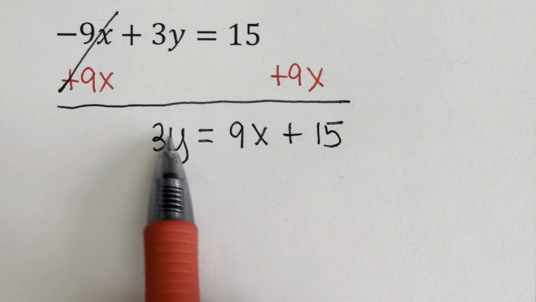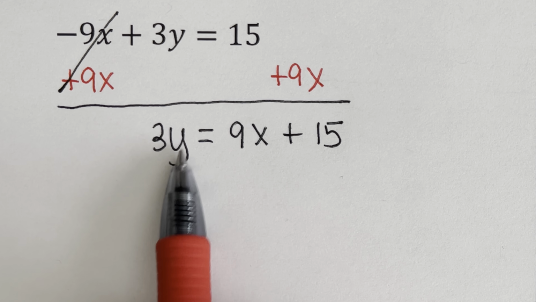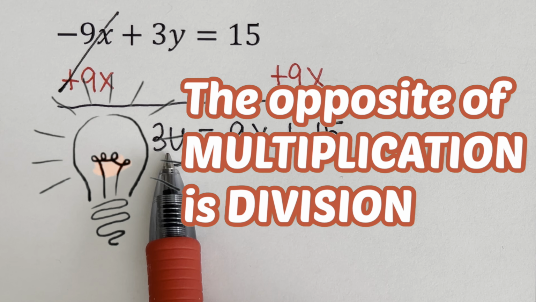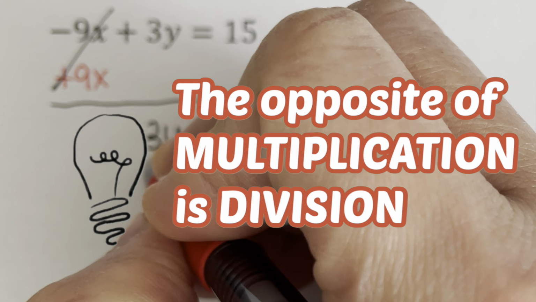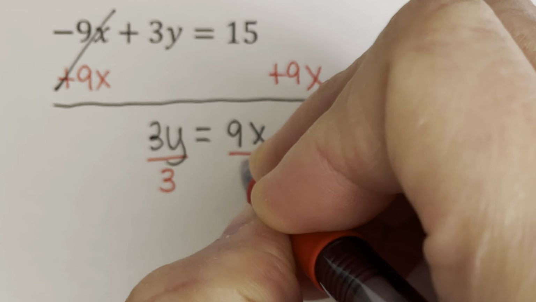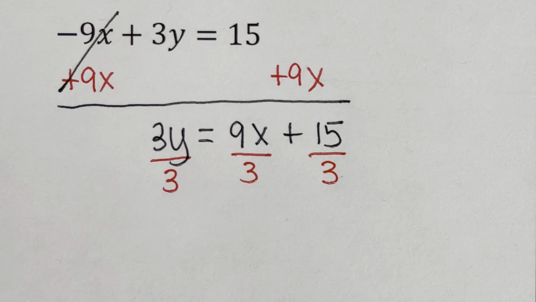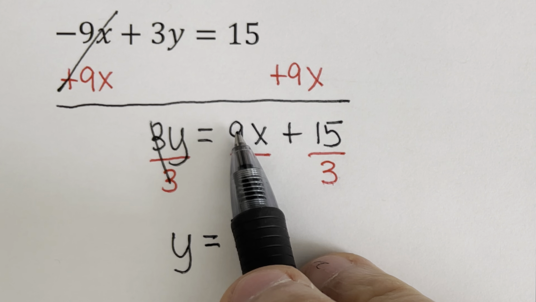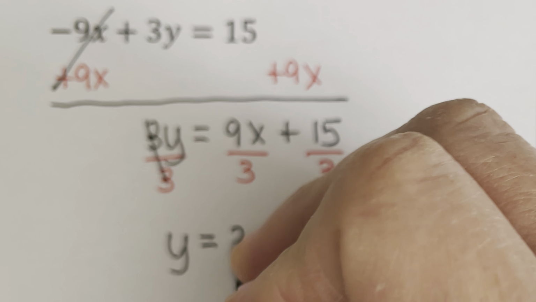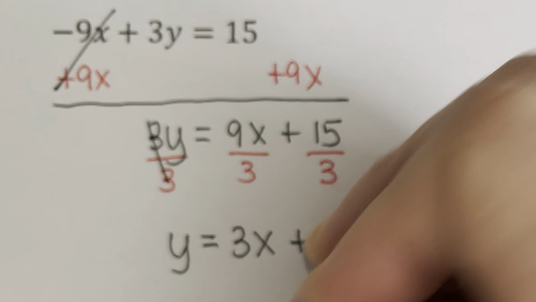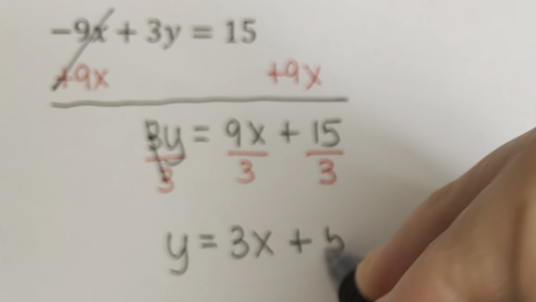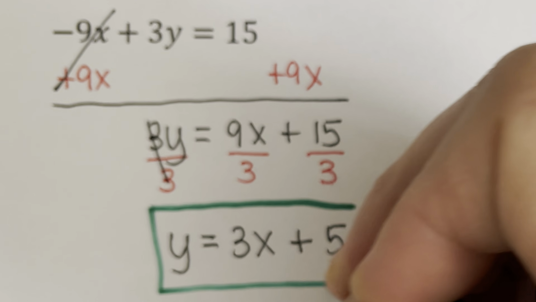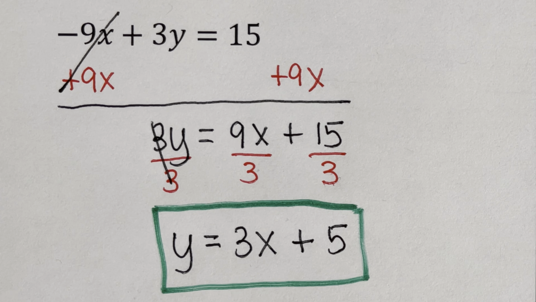We remember that we need to get rid of the 3 here, so we need to have y by itself on one side. Remember that the opposite of multiplication is division, so we divide both sides by 3. I divide this by 3 and I divide this by 3. Then we are left with just y on the left side. So 9 divided by 3 is 3, and we have the x, plus 15 divided by 3 is 5. So this is the slope-intercept form of this equation.